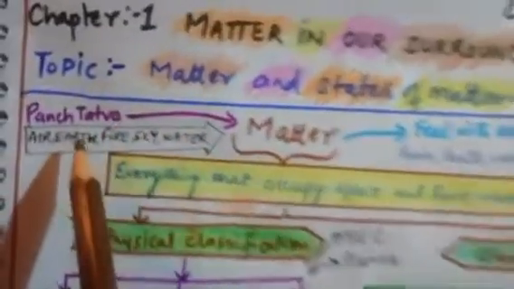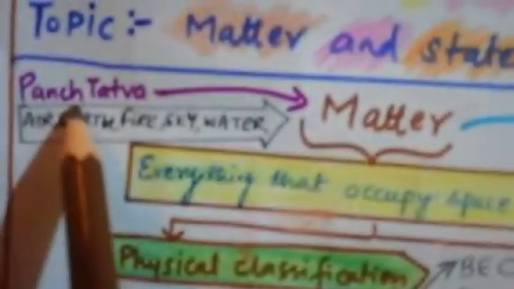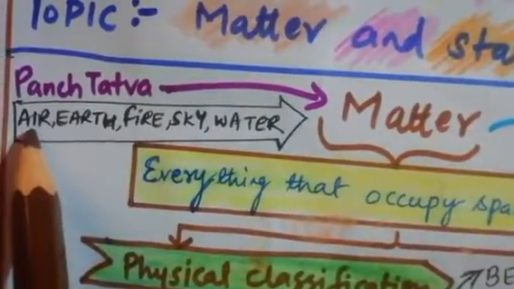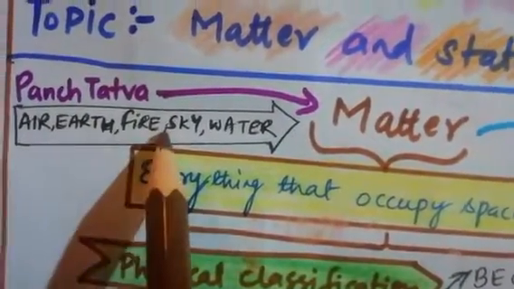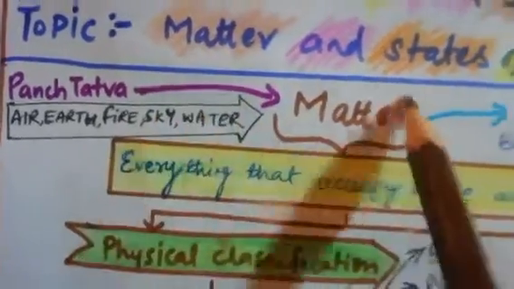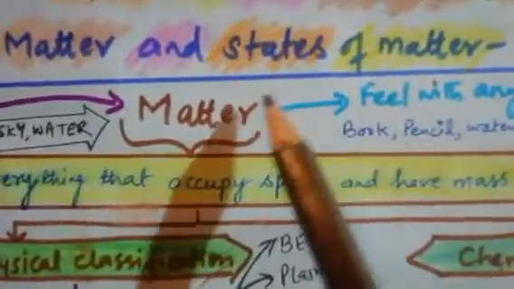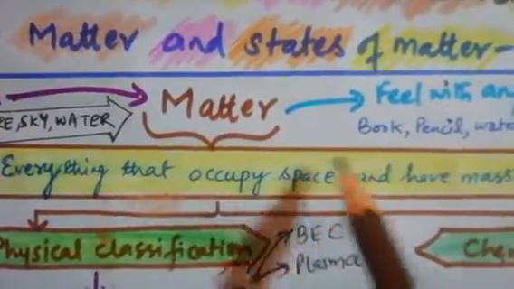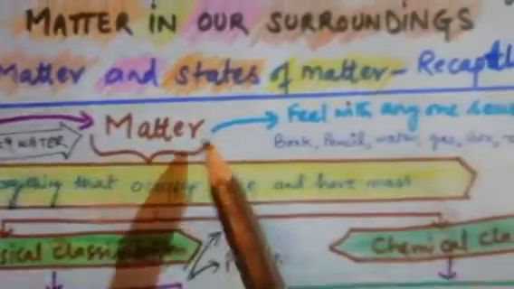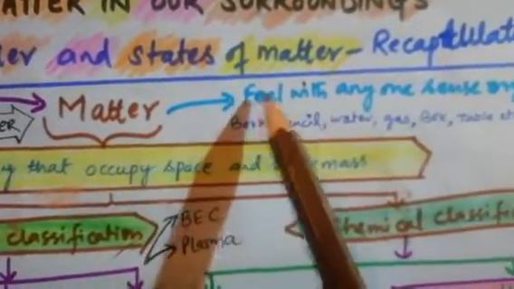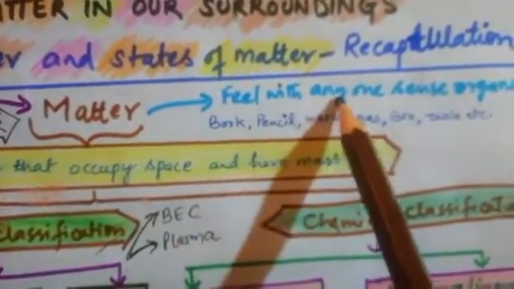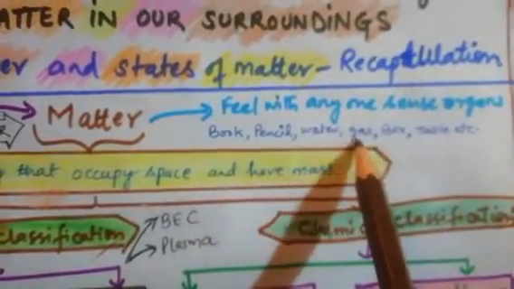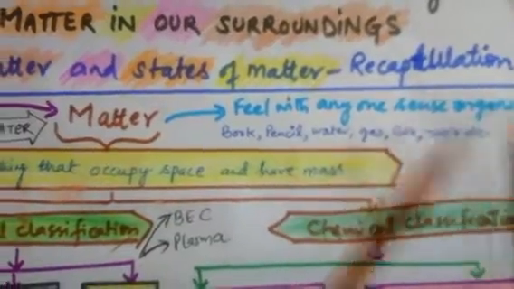Okay, if we talk about history, the Indian philosophers defined matter as five basic things: air, earth, fire, sky and water. But later on, Dalton's contribution came. According to Dalton, matter is the basic thing that occupies space and has mass, and matter is made up of atoms. Matter is that which we can feel with any one of our five sense organs. For example, book, pencil, water, gas, box, table: everything in our surroundings is matter.